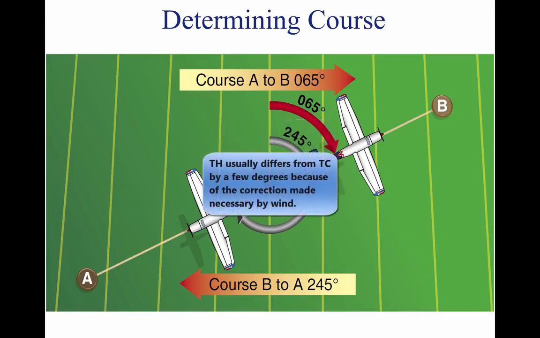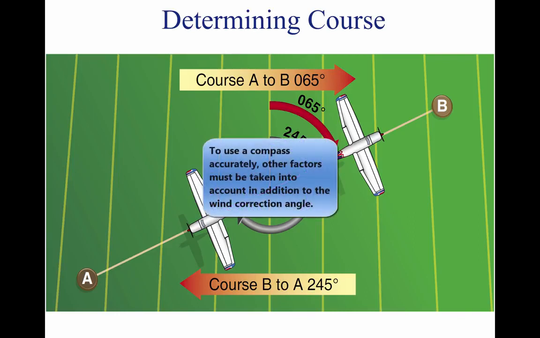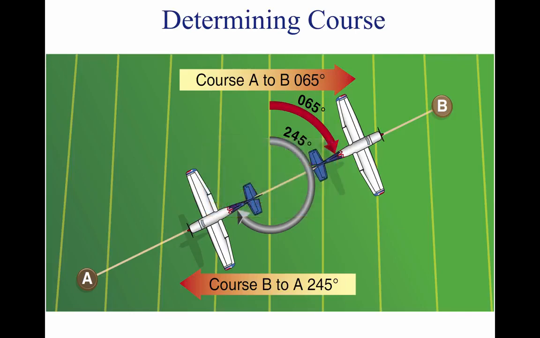Usually it is necessary to head the aircraft in a direction slightly different from the true course to offset the effect of wind. Consequently, the numerical value of the true heading may not correspond with that of the true course. To use a compass accurately, however, corrections must be made for magnetic variation and compass deviation.